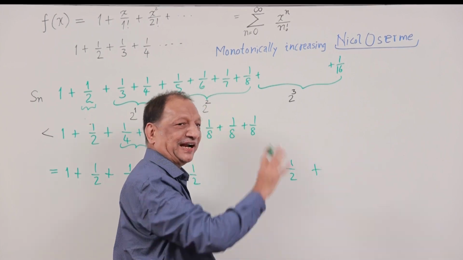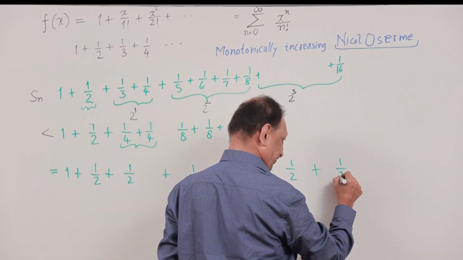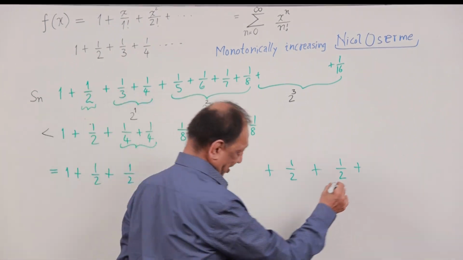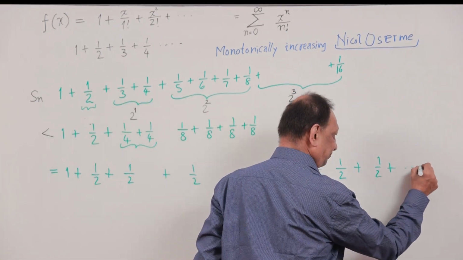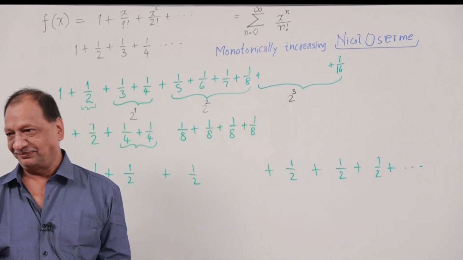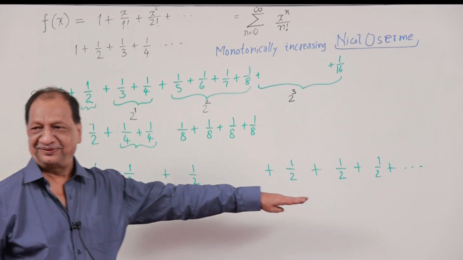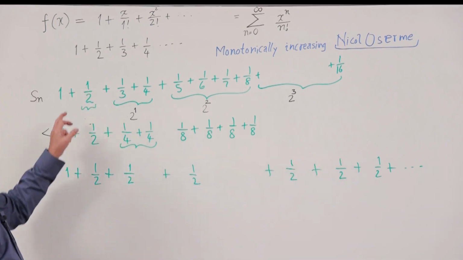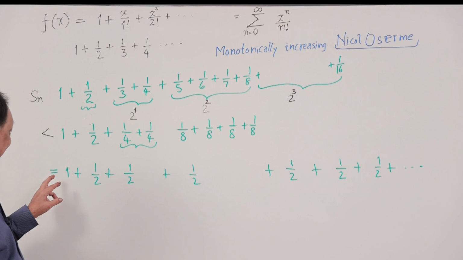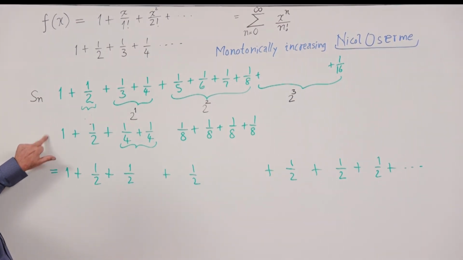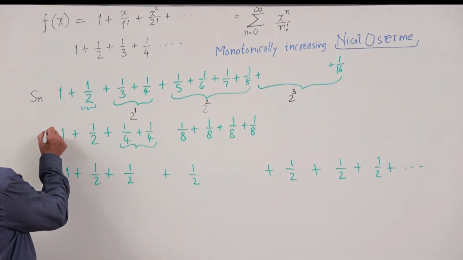Plus 1 by 32 added 16 times will be half. 1 by 64 added 32 times is half. Plus half plus half plus half plus half. Correct? No? So, therefore, this is going to infinity. And our friend is actually less than this. Or rather, I should say greater than this. I wrote less than, I should have written greater than. Our Sn is greater than this number.